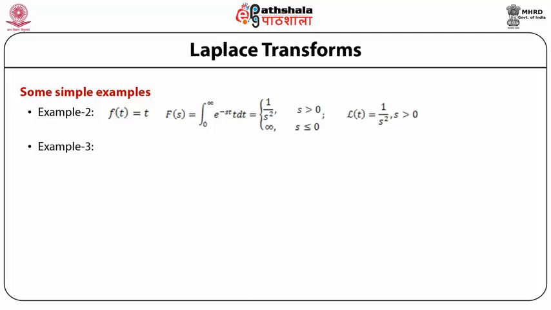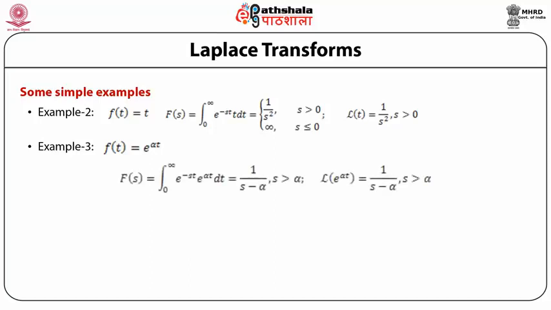Example 3, we take up f of t is equal to e raised to power alpha t. Now its Laplace transform, function capital F of s, is equal to the integral from 0 to infinity of e raised to power minus st e raised to power alpha t dt. This is equal to 1 by s minus alpha for s greater than alpha. Thus, Laplace of e raised to power alpha t is equal to 1 by s minus alpha for s greater than alpha. We next discuss the linearity of Laplace transform.